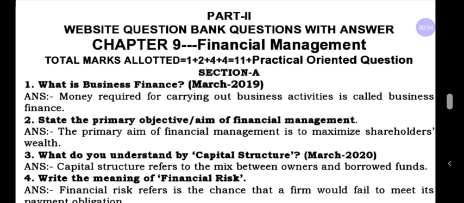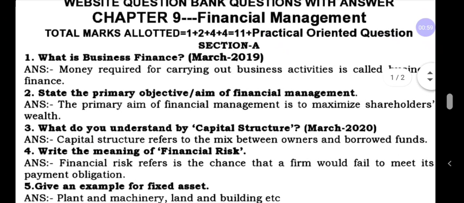In this chapter we have section A, section B, section C. Let us learn section A in this class. Section A carries 1 mark each in the final examination. It includes one word answers plus multiple choice questions, that is MCQ questions.